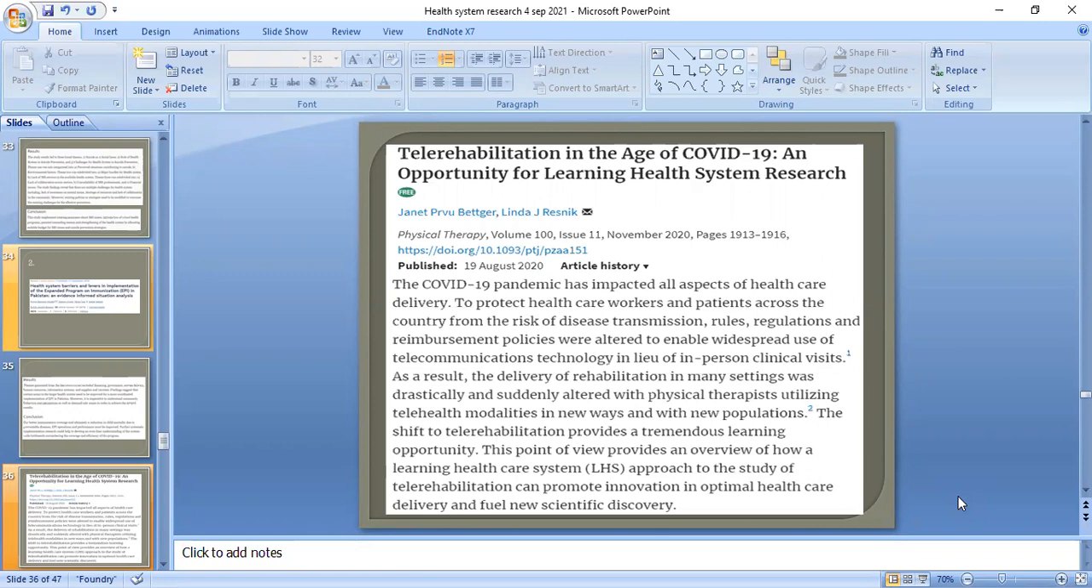As a result, the delivery of rehabilitation in many settings was drastically and suddenly altered, with physical therapists utilizing telehealth modalities in new ways with new populations. The shift to telerehabilitation provides a tremendous learning opportunity. This point of view provides an overview of how our learning healthcare system approach to the study of telerehabilitation can promote innovation in optimal healthcare delivery and fuel new scientific discovery.